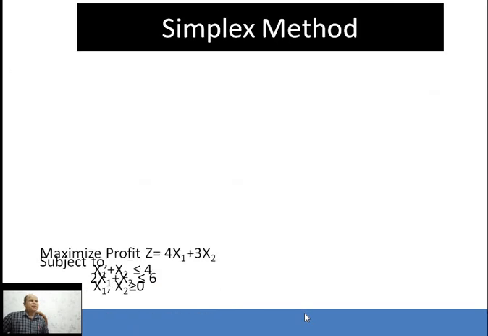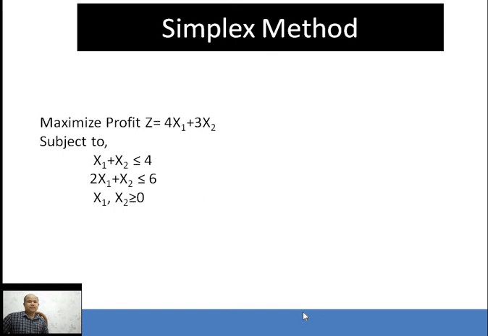To discuss the simplex method, we take an example of a profit maximization problem. Maximize profit z equal to 4x1 plus 3x2, subject to x1 plus x2 less than or equal to 4, 2x1 plus x2 less than or equal to 6, x1 and x2 greater than or equal to 0.